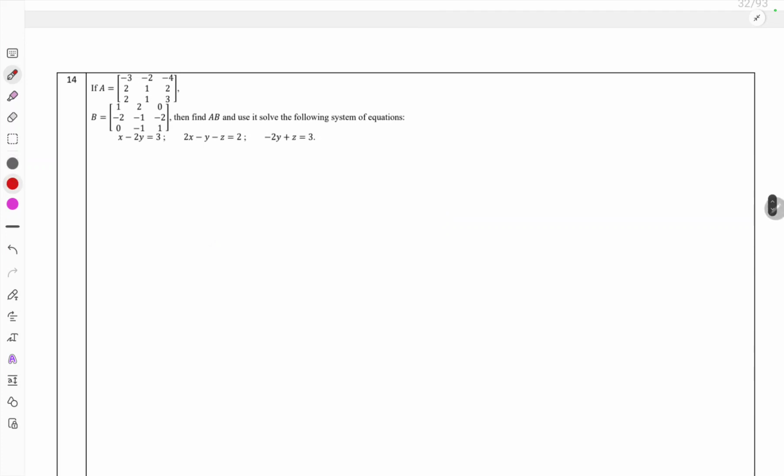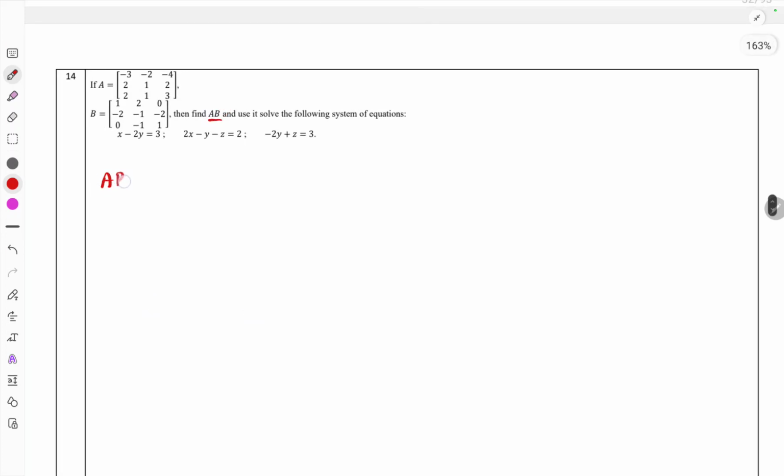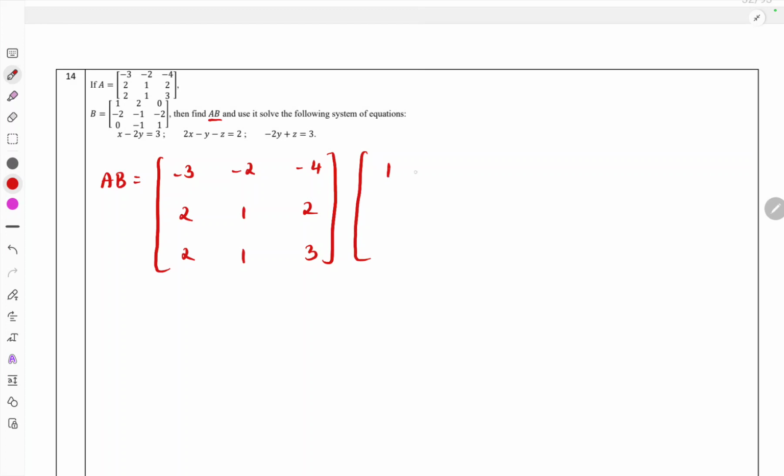So here in this 14th question, matrix A is given and matrix B is given. So we have to find AB, A into B. This matrix we have to find. So A matrix I will just copy: minus 3, minus 2, minus 4, 2, 1, 2, and here again 2, 1, 3, into matrix B, which is 1, 2, 0, next minus 2, minus 1, minus 2, and 0, minus 1, plus 1. So this we have to multiply.